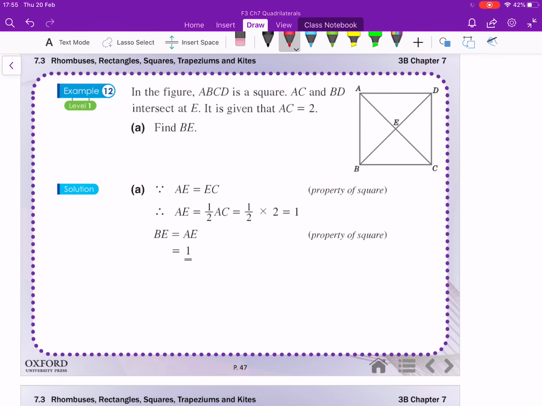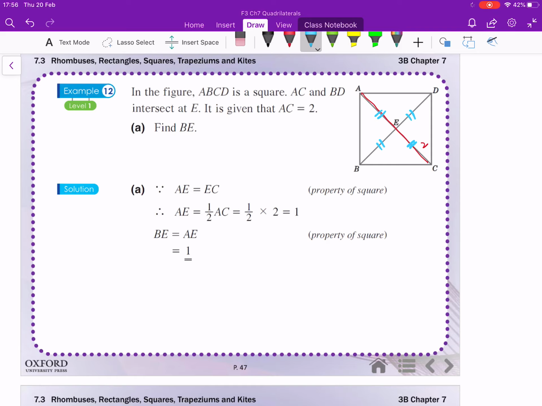This is a square, and we know that AC equals 2, so this is 2, the whole length. Be careful, the whole length is 2. Find BE. By property of square, you know that the diagonals have the same length and bisect each other. So EA, ED, EC, EB have equal length.